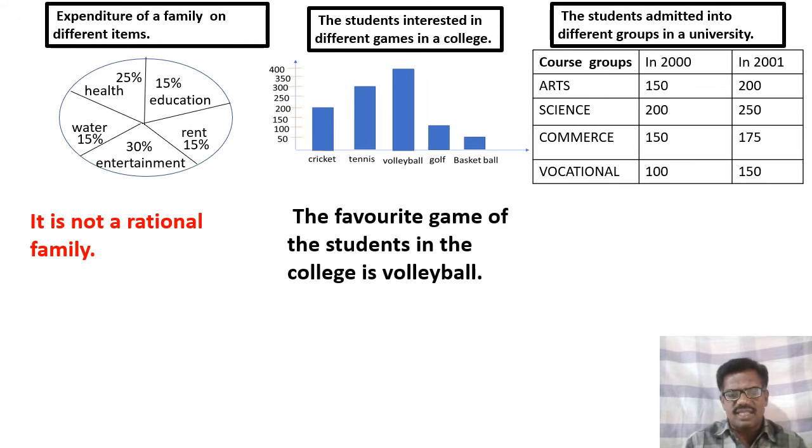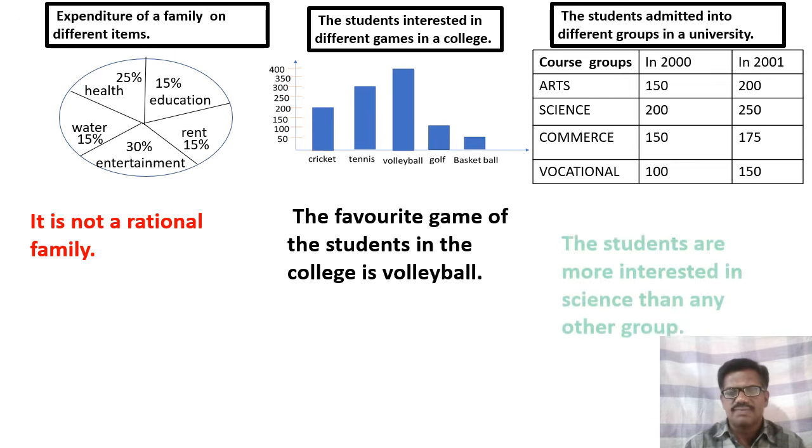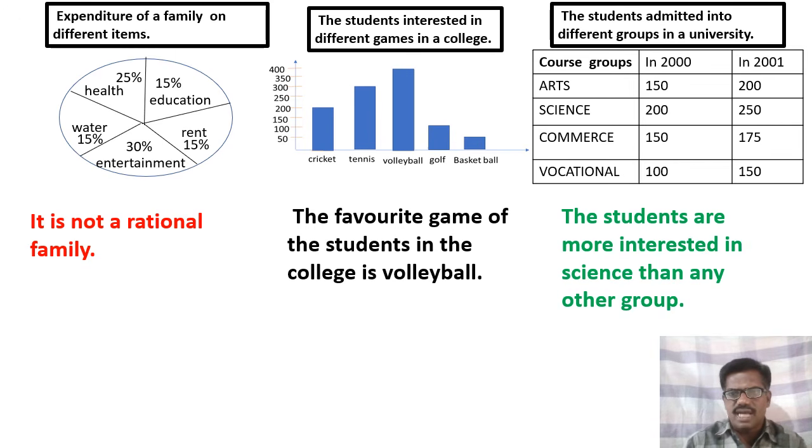And for the second diagram, one student may give his opinion like this. The favorite game of the students in the college is volleyball. And for the table chart, one student may give his opinion like this. The students are more interested in science than any other group. Like this, children may be encouraged to give their opinions as a part of conclusion.